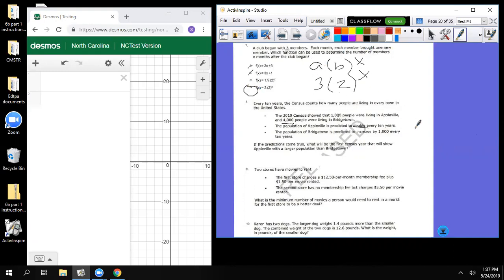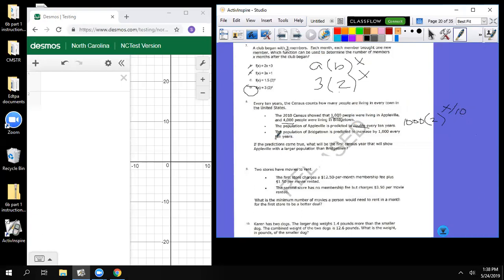For 8, every 10 years, the census counts how many people are living in every town in the U.S. The 2010 census showed that 1,000 people were living in Appleville and 4,000 people were living in Bridgetown. So these are going to be our initial values. Then we have the population of Appleville is predicted to double every 10 years. Well, doubling means that we're going to have an exponential function. So following the same form from up here, A times B to the x, our A value or initial for Appleville is going to be 1,000. Our B, because it's doubling, is going to be 2. But the time span is going to be x divided by 10 because it's per 10 years, per decade.